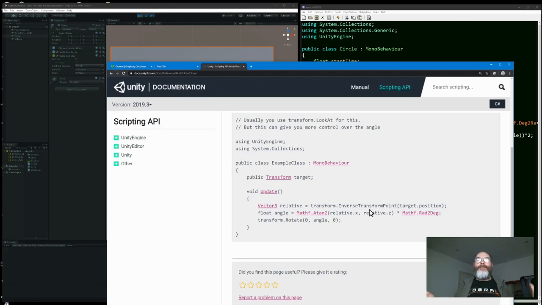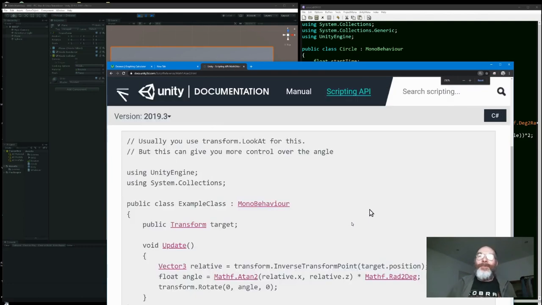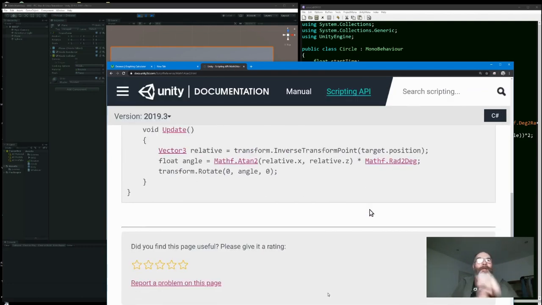I'm looking at the example code. Are you looking at the example code? What's this example code got in it? Mathf.Atan2 relative x relative z. They're doing exactly the same thing I did. I don't understand it. So more agonizing and going on about this as you try to understand what's gone wrong.